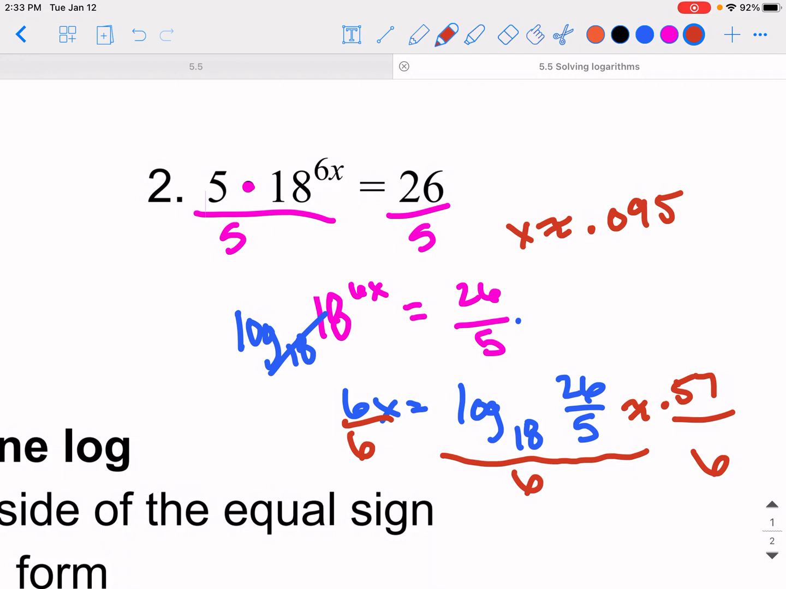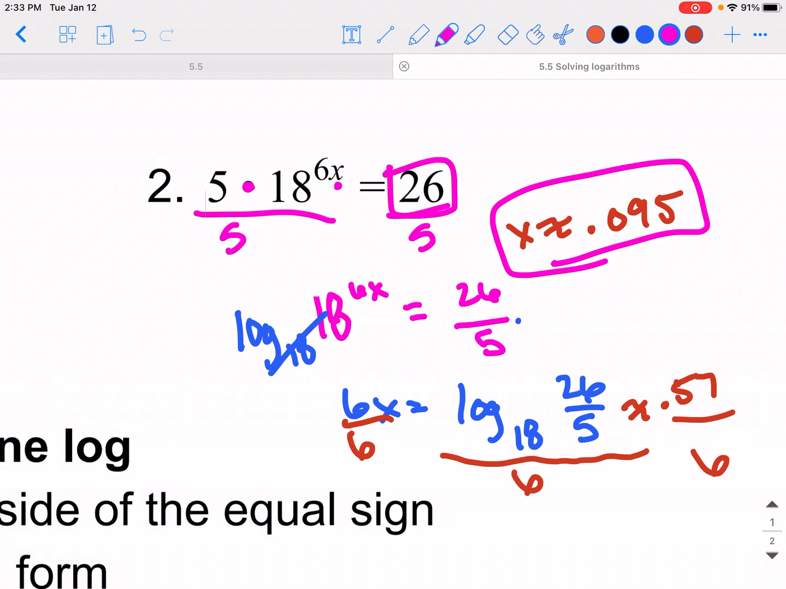Okay, and just to check, because this is a crazy one and the answer is a decimal, I'm going to plug 0.095 into my x. So I'll do 5 multiplied by 18 to the power of 6 multiplied by 0.095. Then hit enter, and I get 26. Magic. That's what we love about math, right? All checked out.